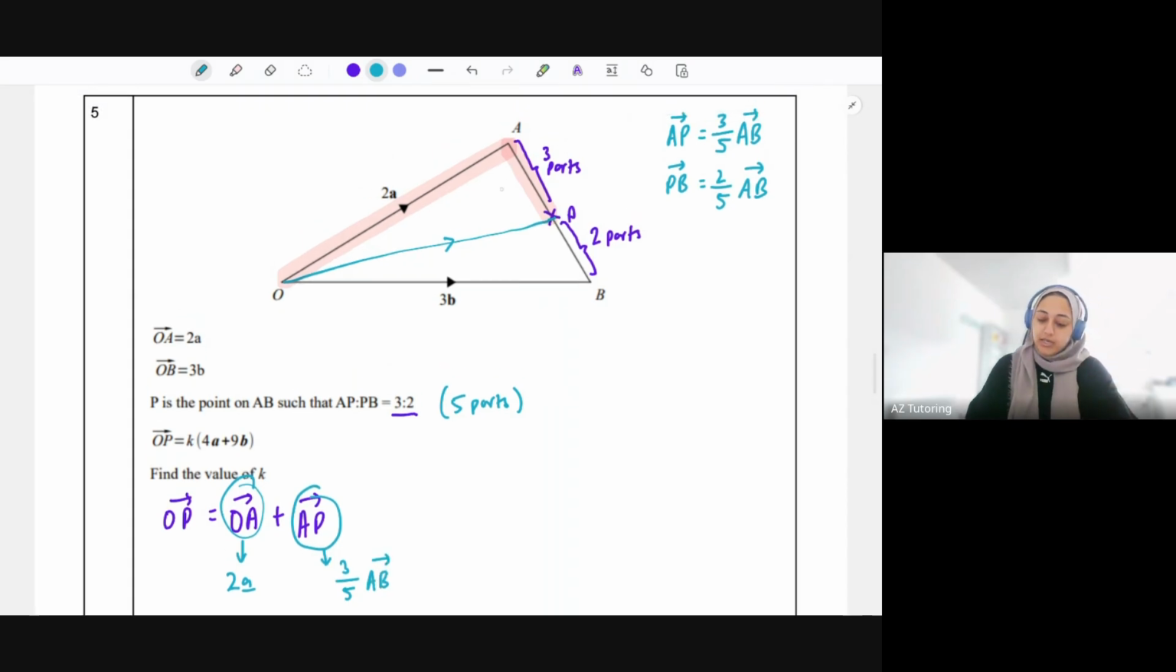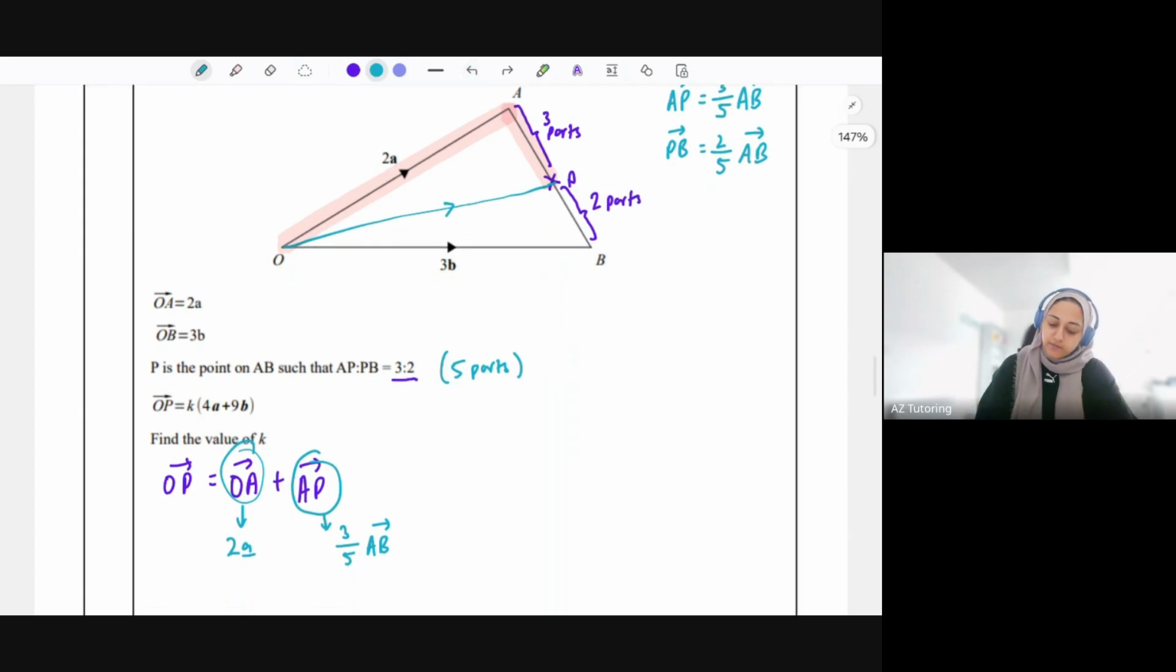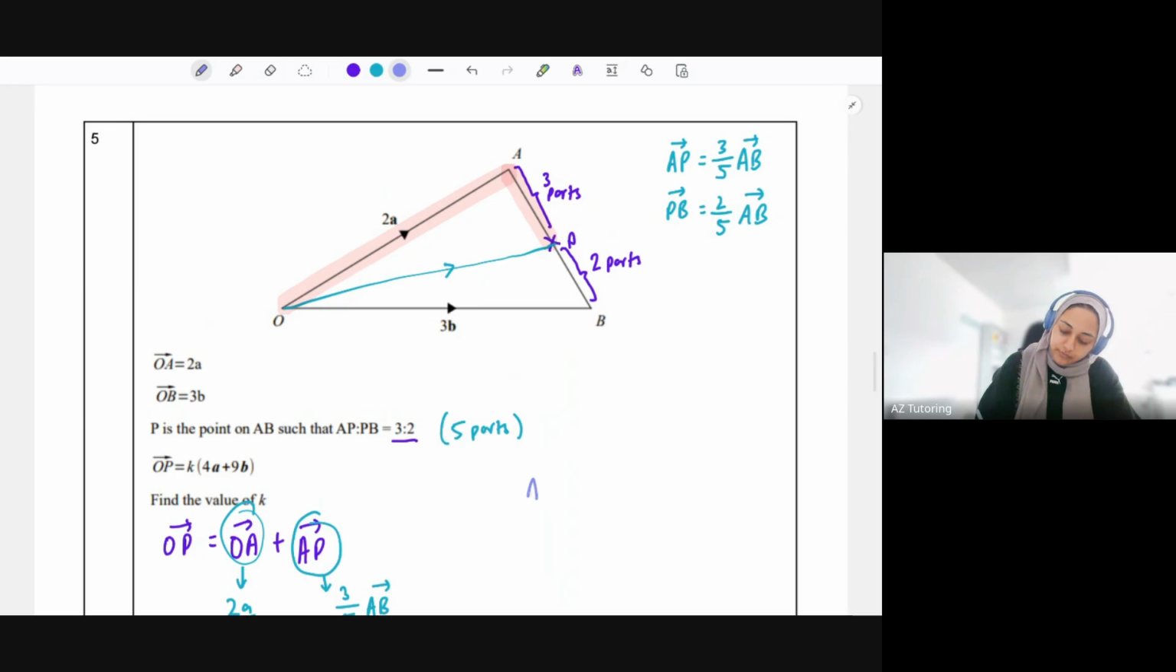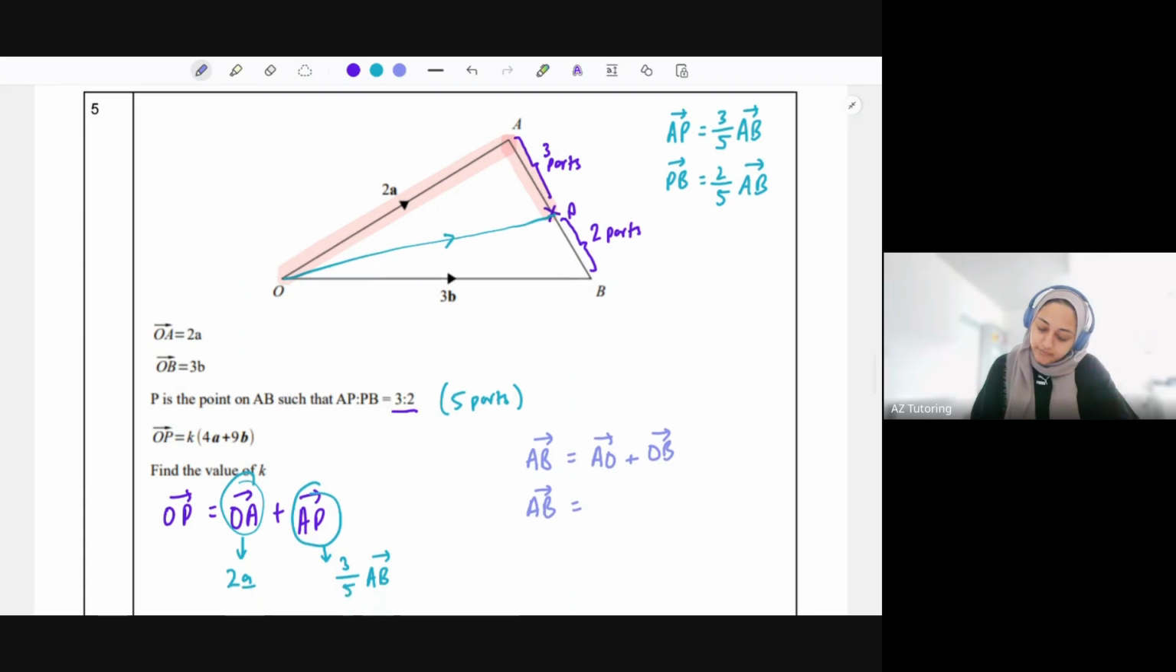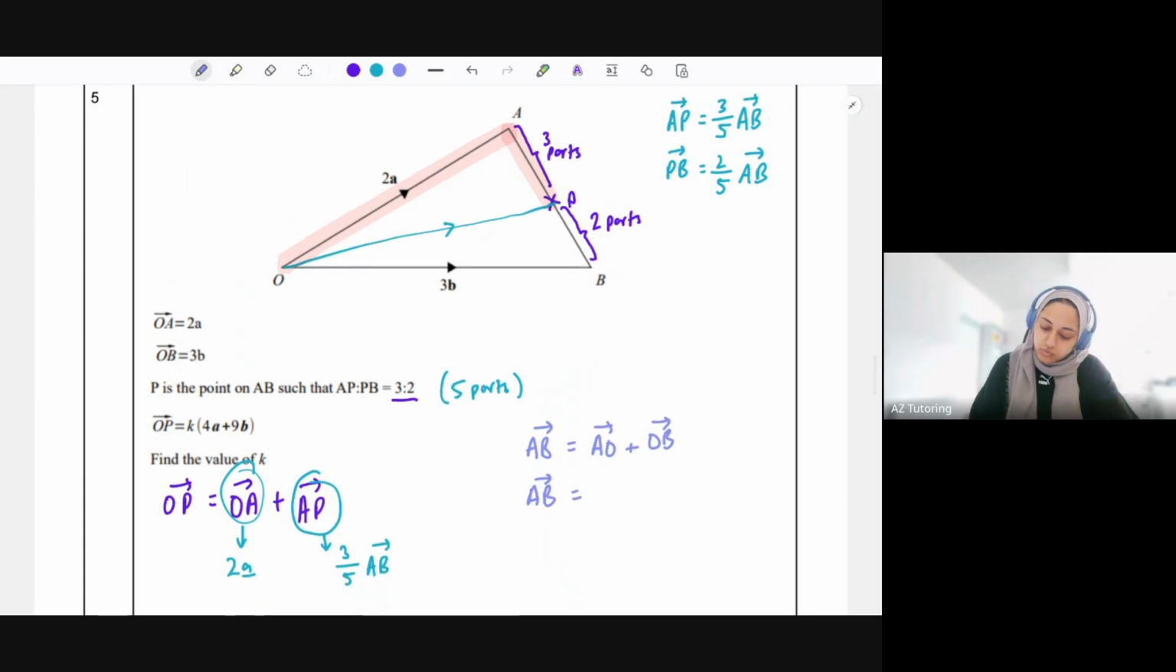Since the ratio is 3 parts out of the total of 5 parts of A to B, we need to find AB to be able to do this. So let's find AB. Which path can I take to get from A to this vector here? I can go AO plus OB. So AB equals A to O, which is minus 2A, since we're going the opposite direction of 2A, plus OB, which is just 3B.